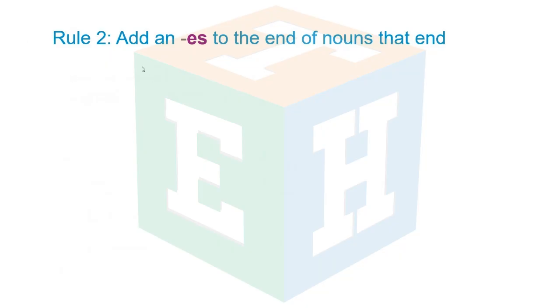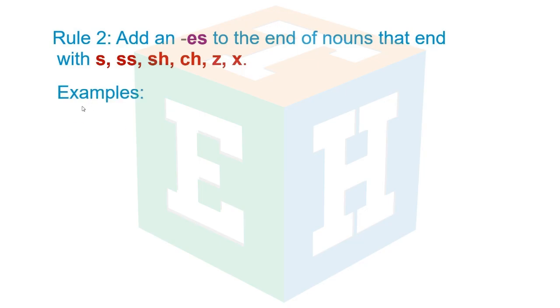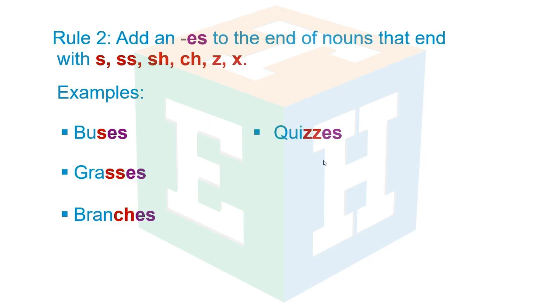Rule 2. Add ES to the end of nouns that end with s, ss, sh, ch, z, and x. Examples: buses, grasses, branches, quizzes, boxes, crashes.